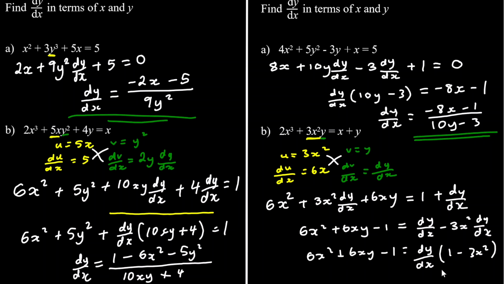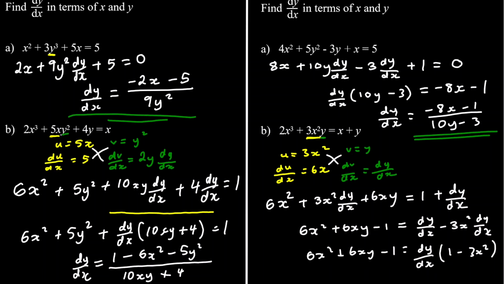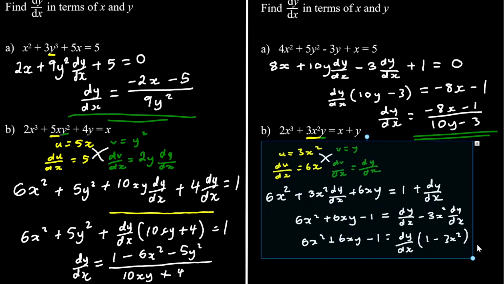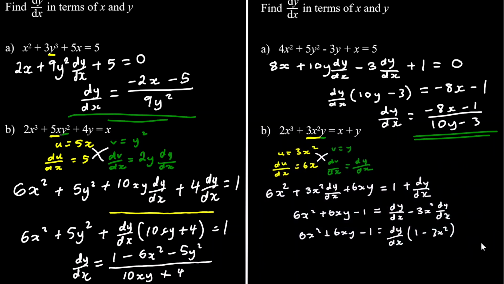And then divide by 1 minus 3x squared. So dy/dx is 6x squared plus 6xy minus 1 all over 1 minus 3x squared.